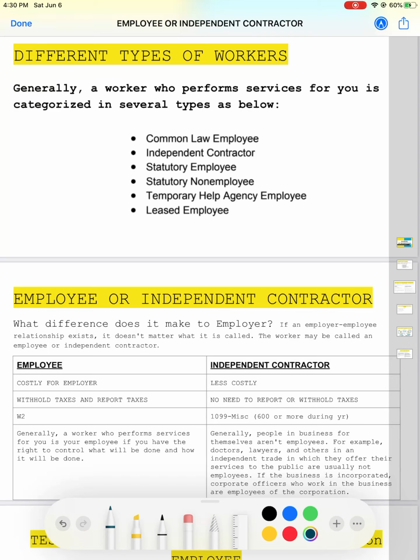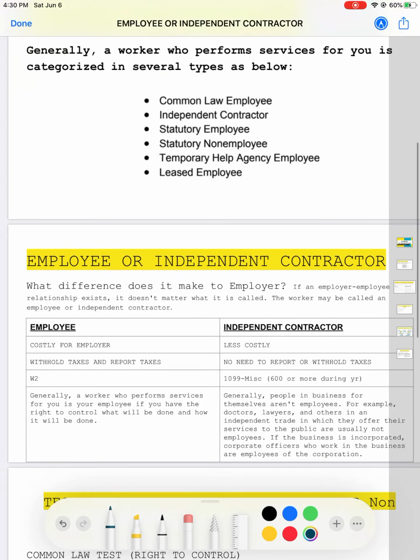Statutory employee, if the worker is classified as a statutory employee, then Social Security, Medicare, and future tax is paid, but federal income tax is not withheld. Statutory non-employees, no taxes are withheld or reported by the employer. Temporary help agency employee and leased employee, everything is done by the agency regarding the taxes.